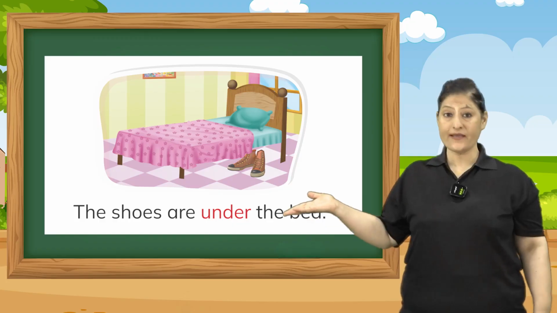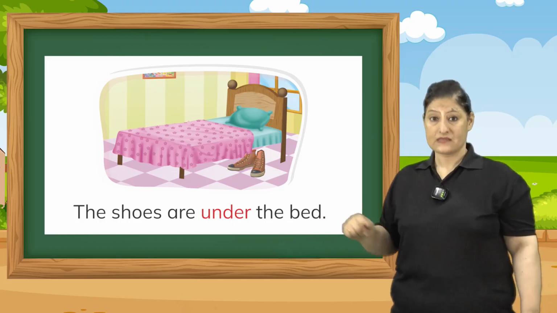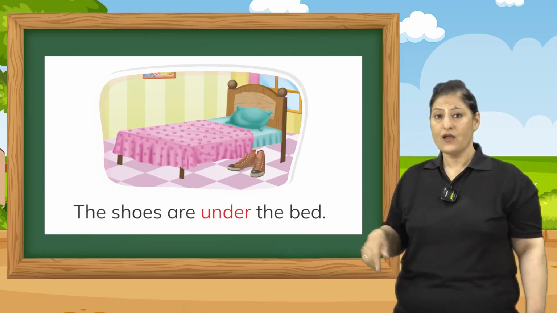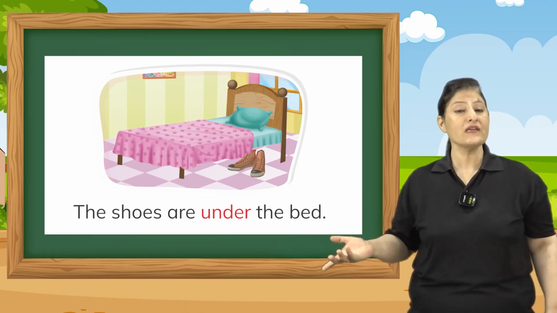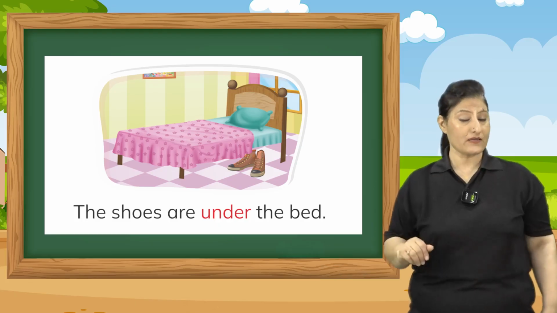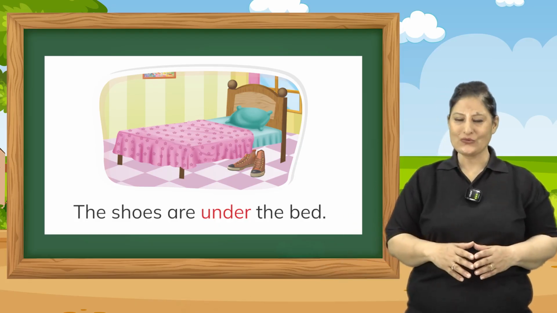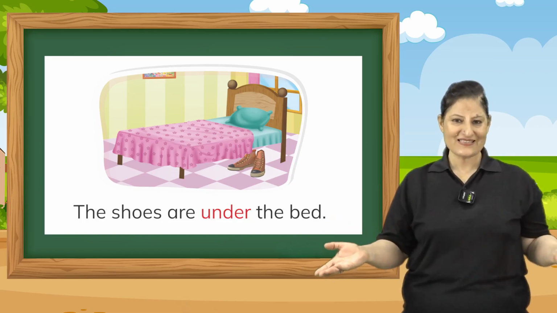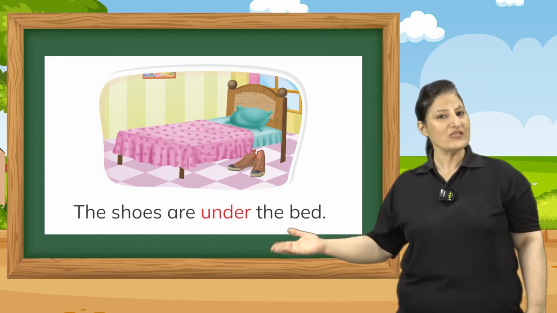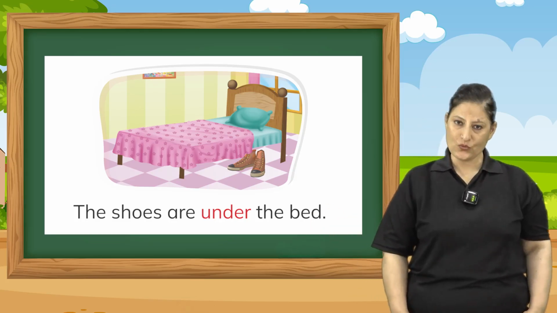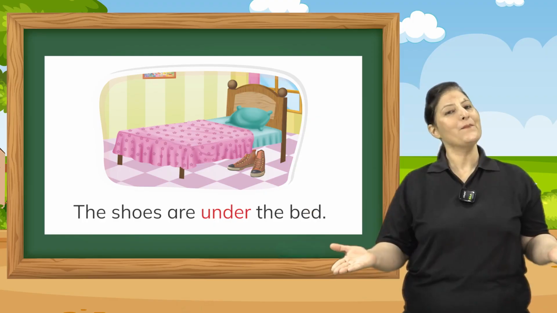Now look at the next picture. There is a bed and on the bed there is a sheet. Now children, tell me what is below the bed? Bed के नीचे क्या है? Shoes. So let's make a sentence. The shoes are under the bed.